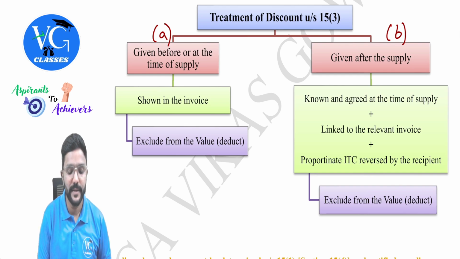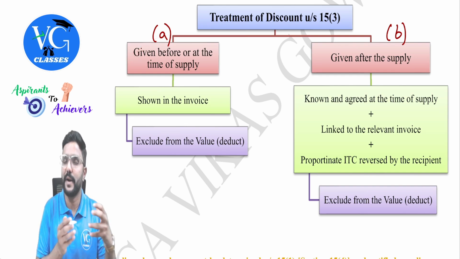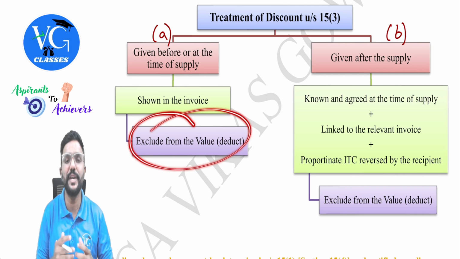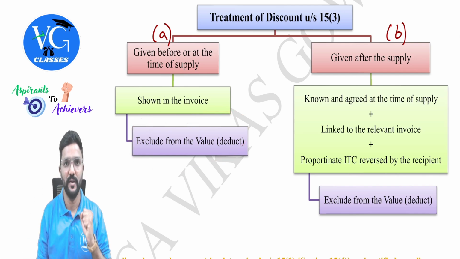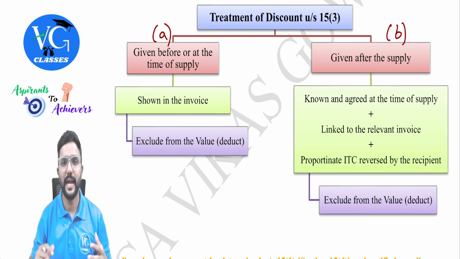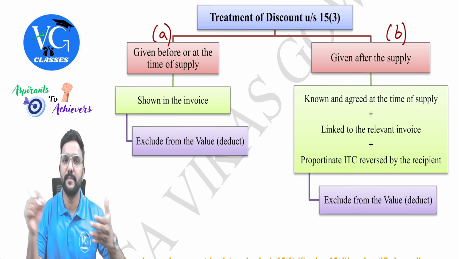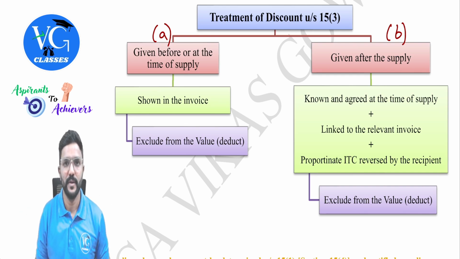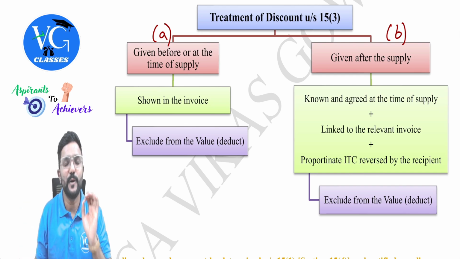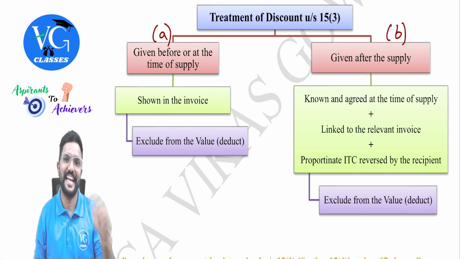So what is clause A telling? If the discount is given before or at the time of supply and if it is recorded in the invoice, then we can exclude it from the value, which means deduct it. For example, assume I sold the goods to you for 10 lakh and at the time of sale itself I am giving a discount of 10%. So in the invoice I have recorded value of the goods 10 lakh minus discount at 10%, 1 lakh. Remaining is 9 lakh. So now GST has to be charged on 10 lakh or 9 lakh, people? It is on 9 lakh.